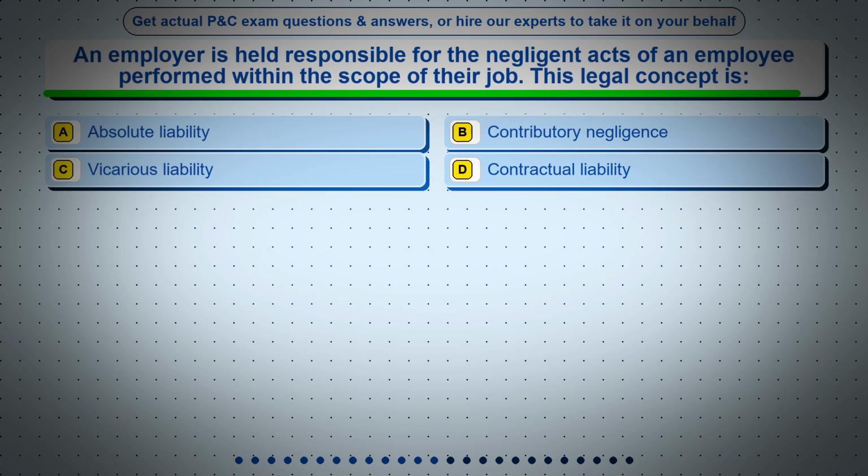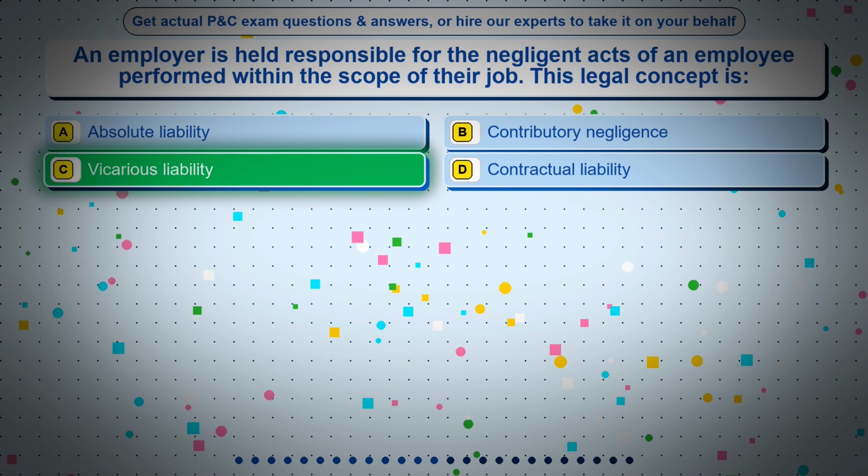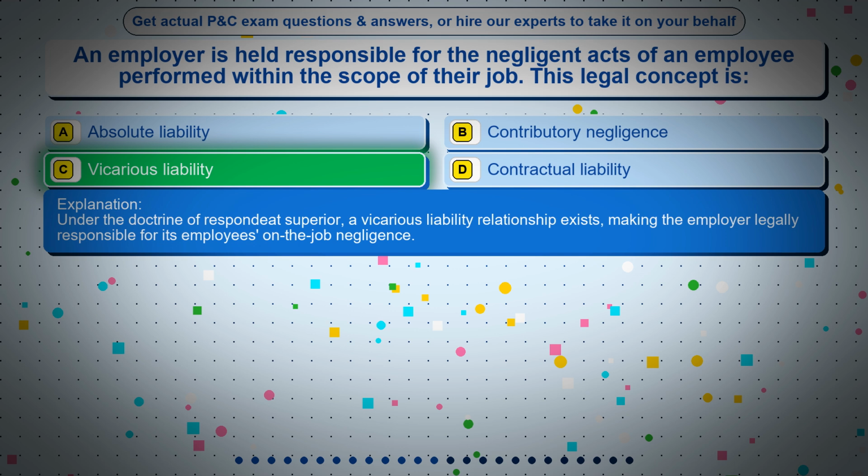Question 13. An employer is held responsible for the negligent acts of an employee performed within the scope of their job. This legal concept is: Option A, absolute liability. Option B, contributory negligence. Option C, vicarious liability. Option D, contractual liability. The correct answer is option C, vicarious liability. Under the doctrine of respondeat superior, a vicarious liability relationship exists, making the employer legally responsible for its employees' on-the-job negligence.